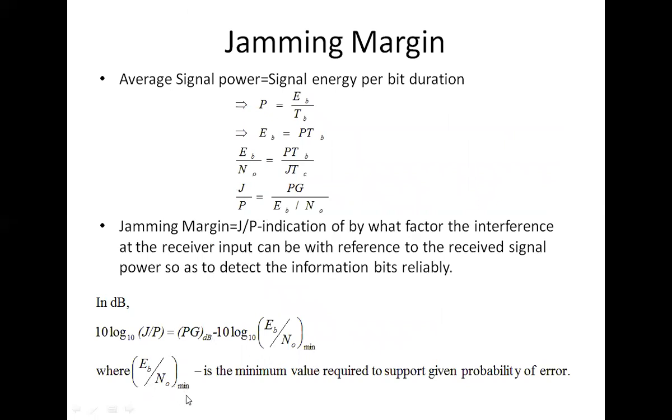And where EB by N0 minimum is the minimum signal to noise ratio required to support the given probability of error. Why do we say minimum? Because if a probability of error value is given, to maintain that, what should be the minimum signal to noise ratio? Even if your SNR is more than the minimum, no problem, the probability of error will not increase. Of course it decreases, but it will not increase. That's why we have put it as EB by N0 minimum value.